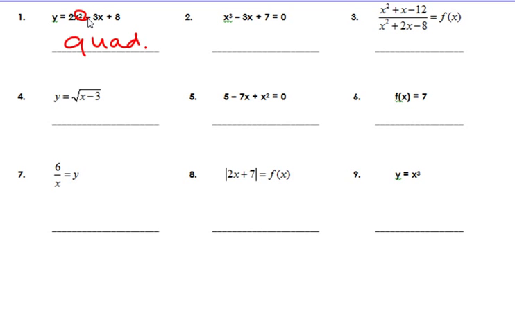Look at number 2. Number 2 would be degree of 3, so cubic. Number 3, we have variables in our denominator, so it's a rational. Number 4 is pretty easy. That's a square root function, right? Number 5, not in the right order, but it's a degree of 2, so quadratic.